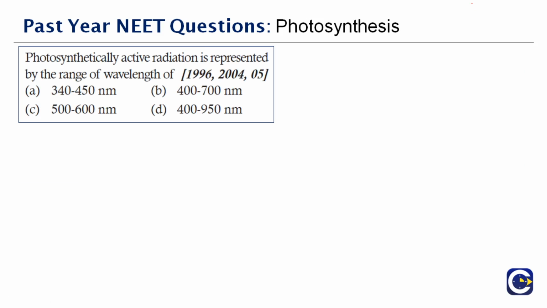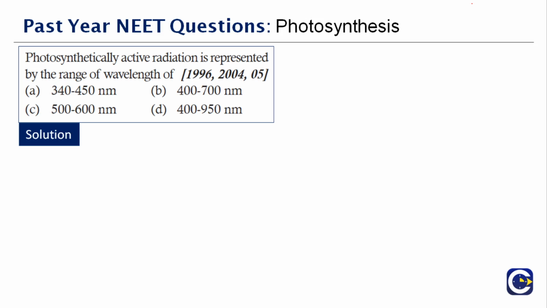Next question, which was asked in the year 96, again repeated in 2004 and 5. Photosynthetically active radiation is represented by a range of wavelength of dash. Here it is a standard value. You cannot change anything. The standard value for this is 400 to 700 nanometer. These are facts and actually standard values. You cannot have any explanation for this. So the photosynthetically active radiation is represented by a range of 400 to 700 nanometer of electromagnetic radiations.